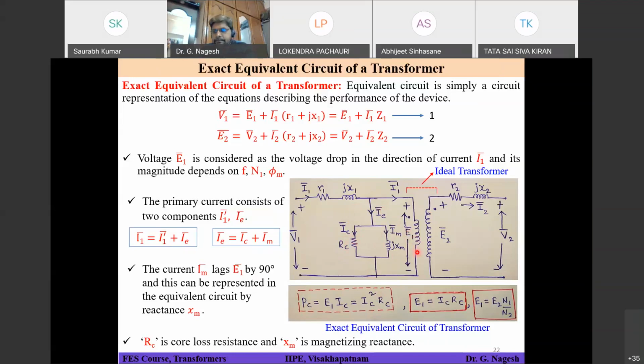Sir, generally the average power consumed by an inductive source would be zero, no, sir? But how can power consumed be zero, sir?